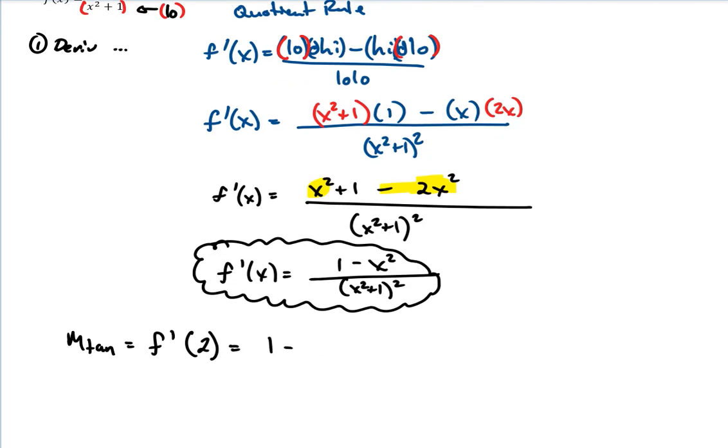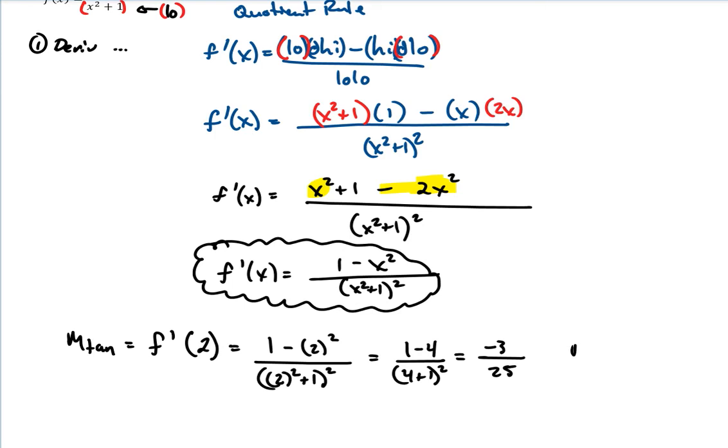And then now it's just order of operations. So we'd have 1 minus 2 getting squared over 2 getting squared plus 1, all squared. And so 1 minus 2 squared is 4, so it's going to be 1 minus 4 over 2 squared is 4, plus 1 would all get squared. And then this is negative 3. Down below, 5 squared is 25.